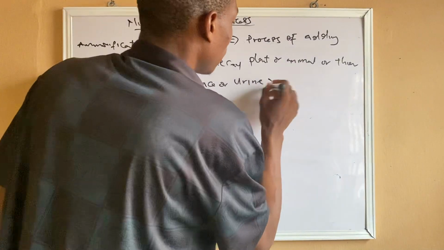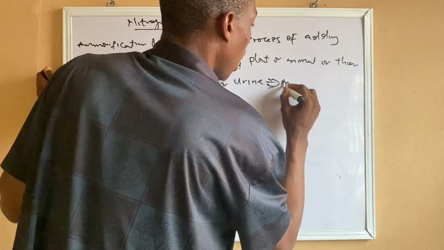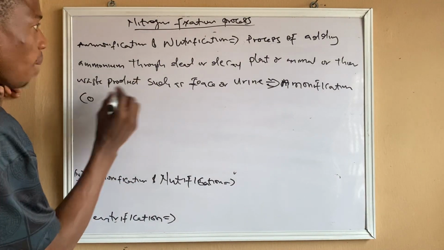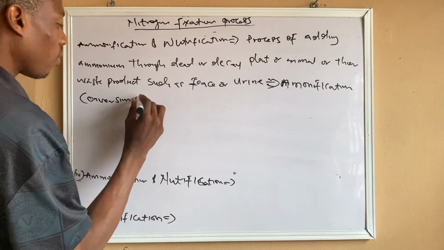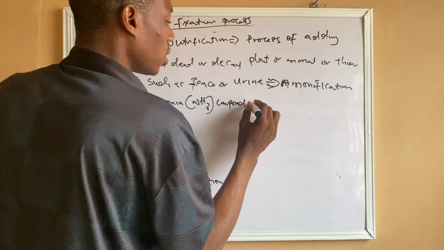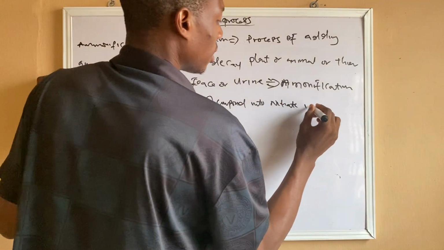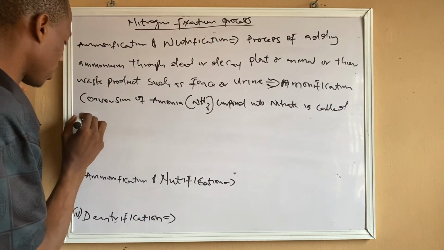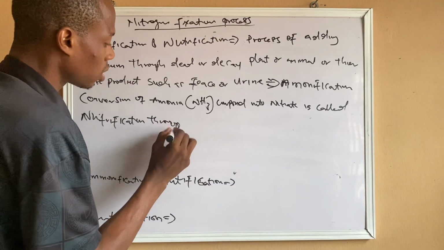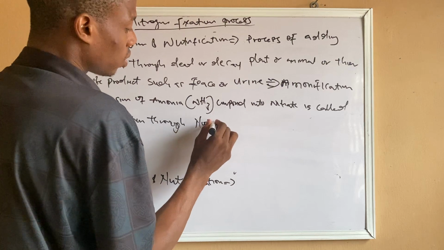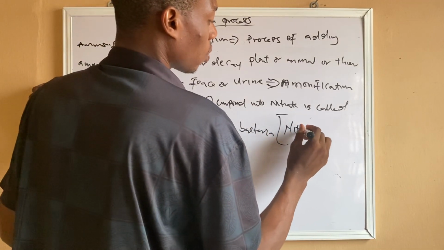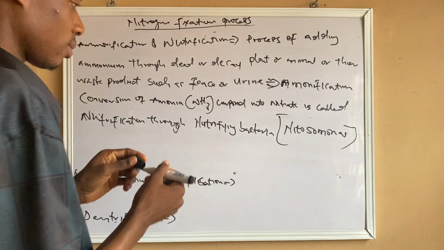What is nitrification? Conversion. This is ammonification, right? We are getting the ammonia. But the conversion of ammonia, NH3, ammonium compound, into nitrite is called nitrification, through nitrifying bacteria. Which bacteria? Nitrosomonas.